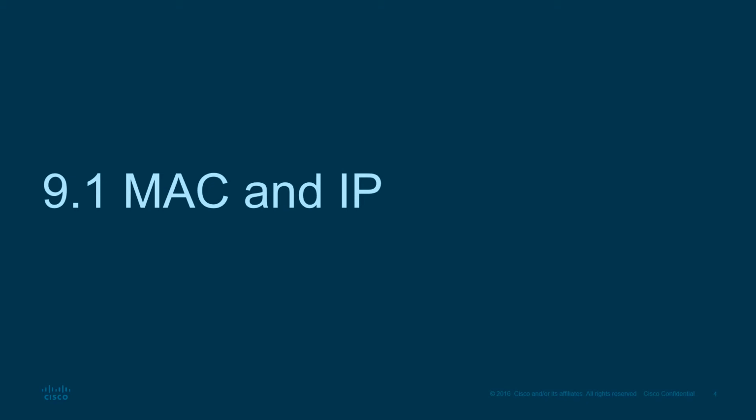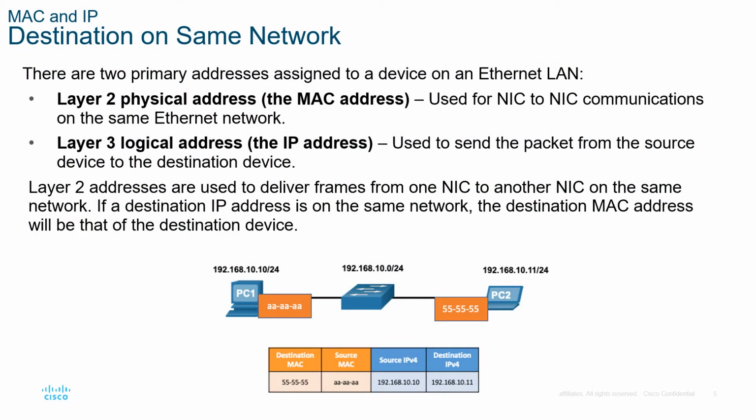MAC and IP. There are two primary addresses in an end device. That's the MAC address, or the physical address, which is a layer 2 address, and the IP, which is a logical, layer 3 address. Again, the MAC address is embedded in the LAN card, while the IP is set up by the user or the administrator.